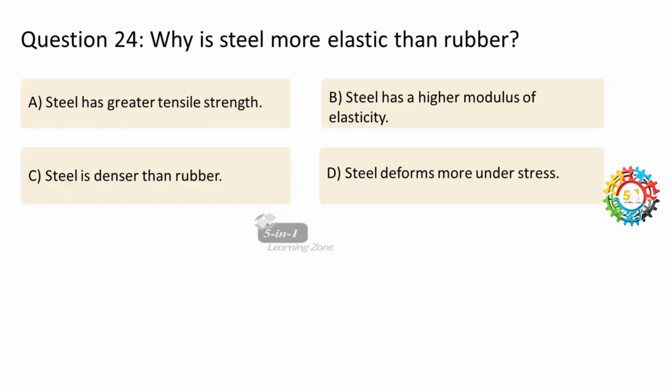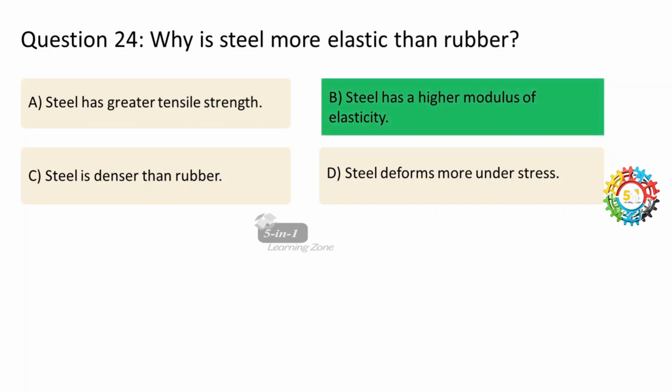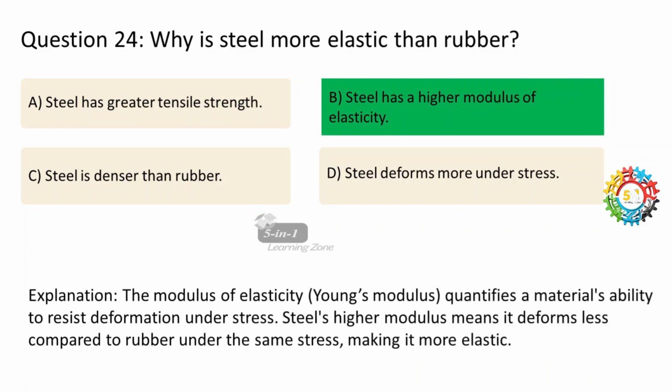24. Why is steel more elastic than rubber? Answer: B. Steel has a higher modulus of elasticity. Explanation: the modulus of elasticity, Young's modulus, quantifies a material's ability to resist deformation under stress. Steel's higher modulus means it deforms less compared to rubber under the same stress, making it more elastic.